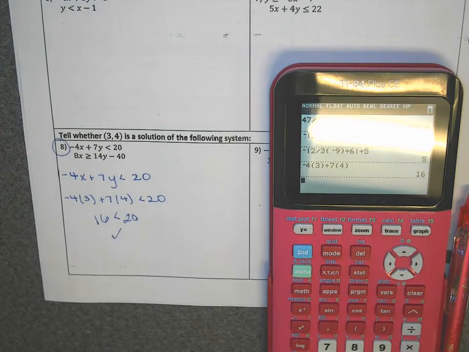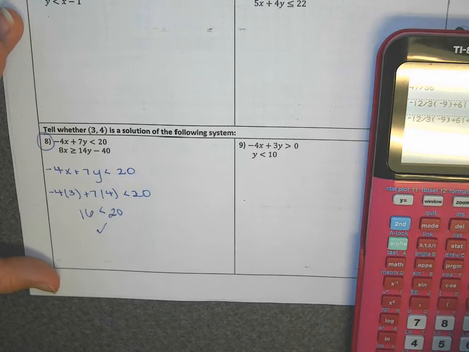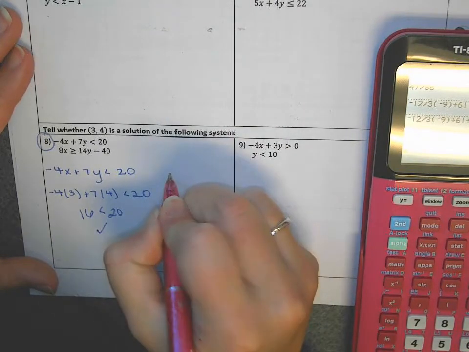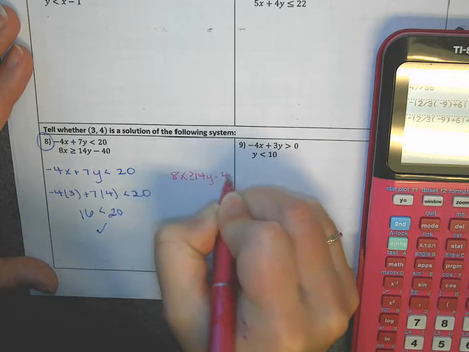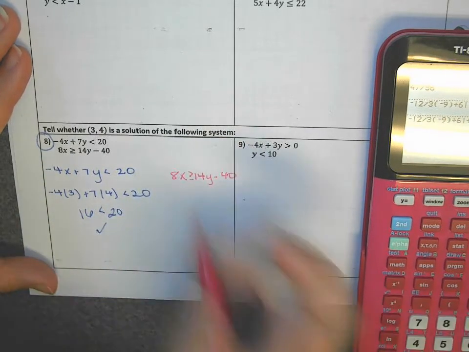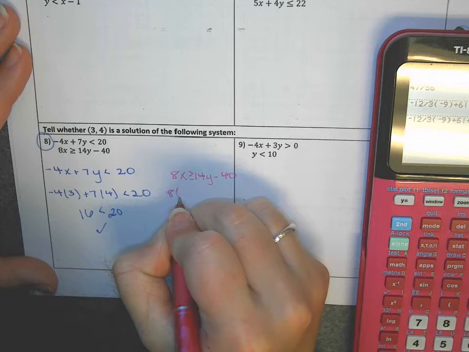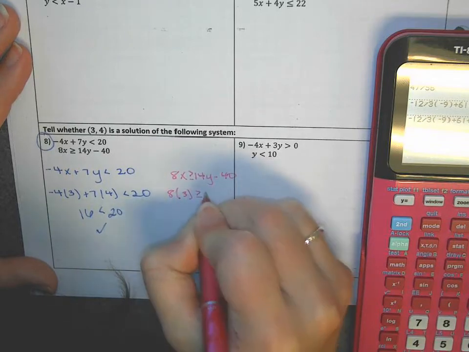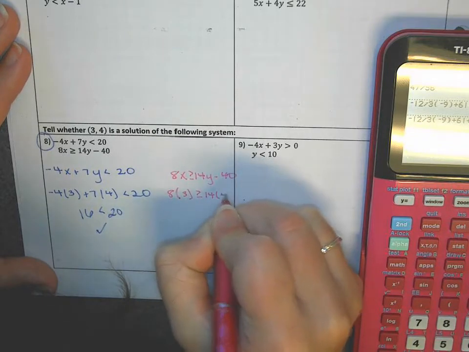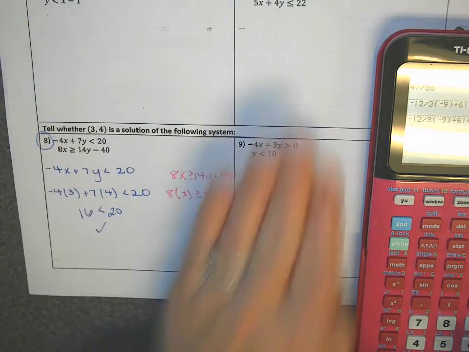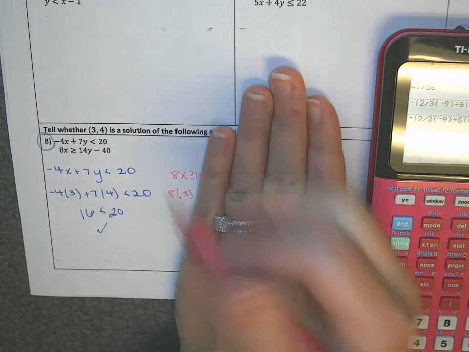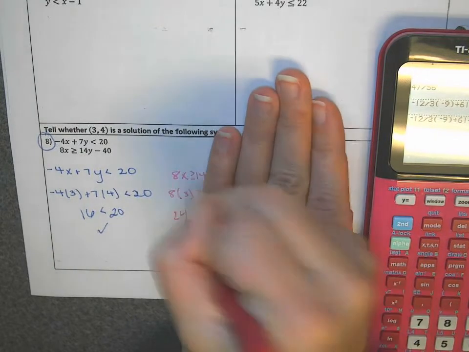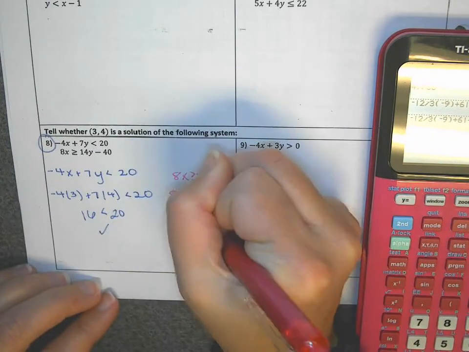Not yet. I have to plug it into the second inequality too. The second one says 8x is greater than or equal to 14y minus 40. I plug it in. 8 times x, which was 3, is greater than or equal to 14 times y, which is 4, minus 40. Pretend the right side doesn't exist. What's 8 times 3? 24. My sign in the middle is a greater than or equal to.